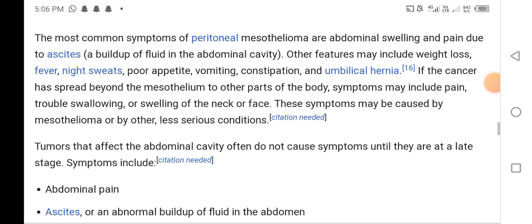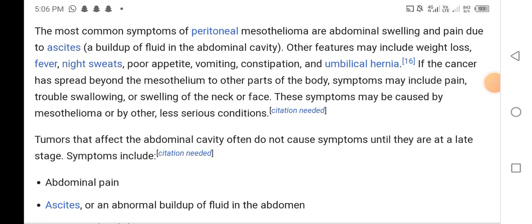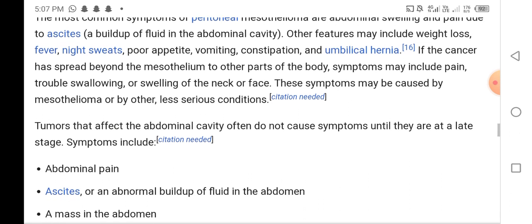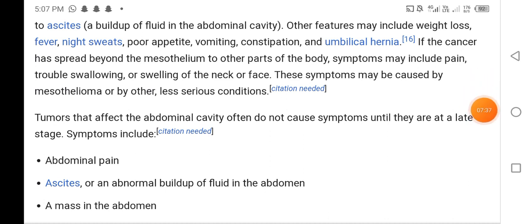Abdomen. The most common symptoms of peritoneal mesothelioma are abdominal swelling and pain due to ascites, and other features may include weight loss, fever, night sweats, poor appetite, vomiting, constipation, and umbilical hernia. If the cancer has spread beyond the mesothelium to other parts of the body, symptoms may include pain, trouble swallowing, or swelling of the neck or face.